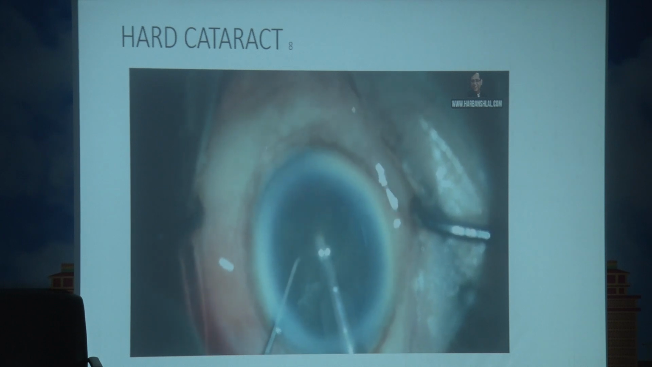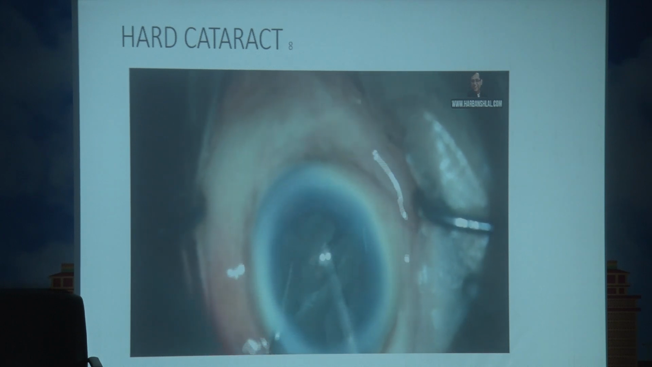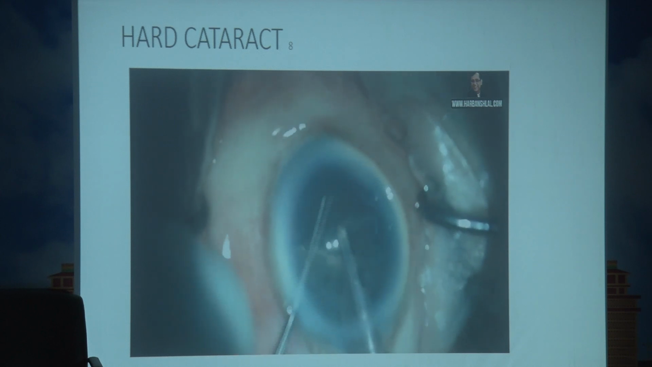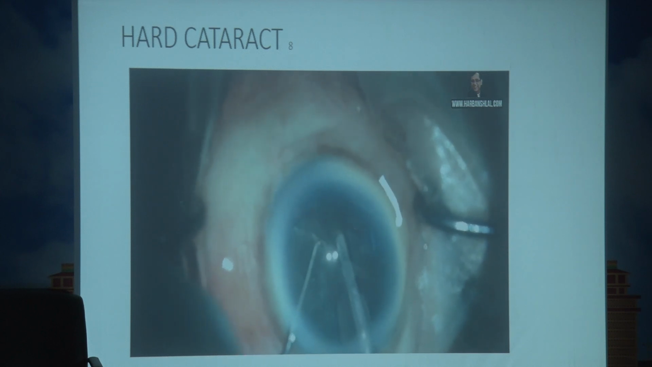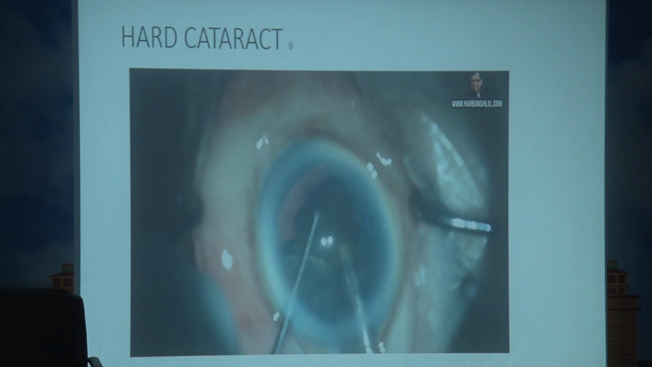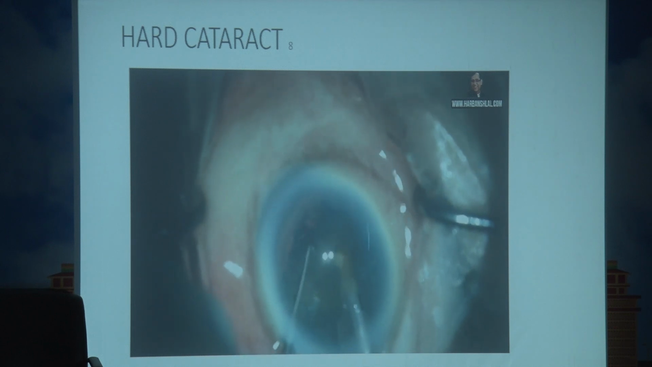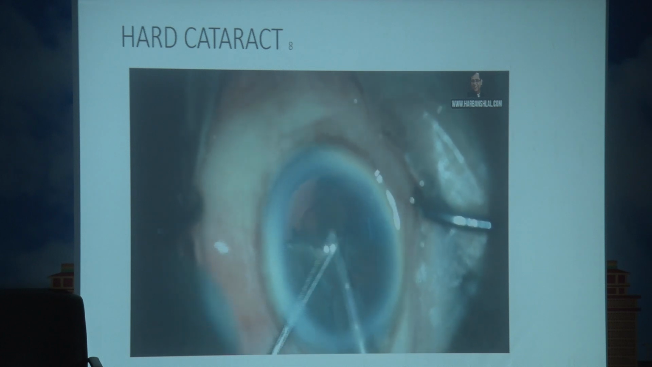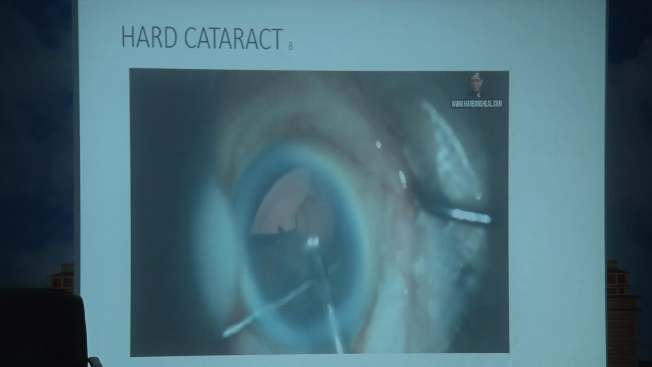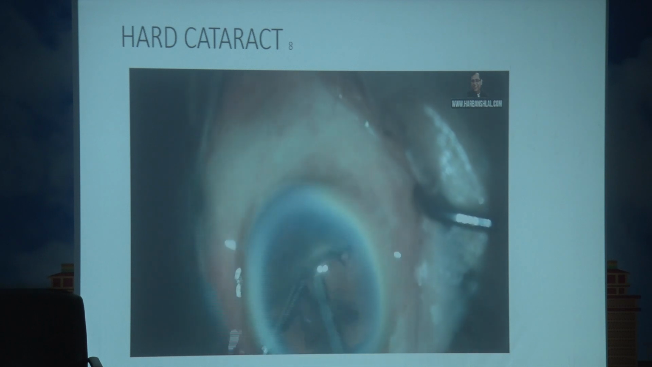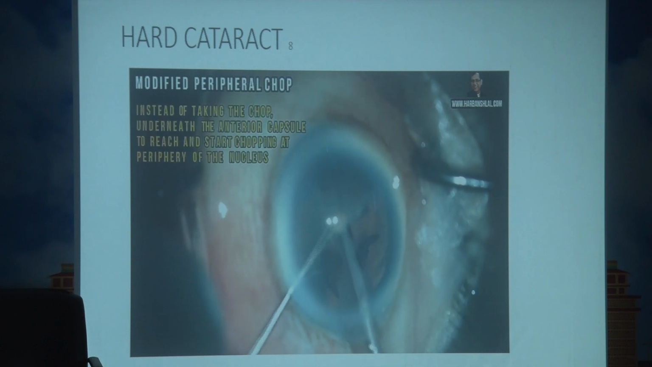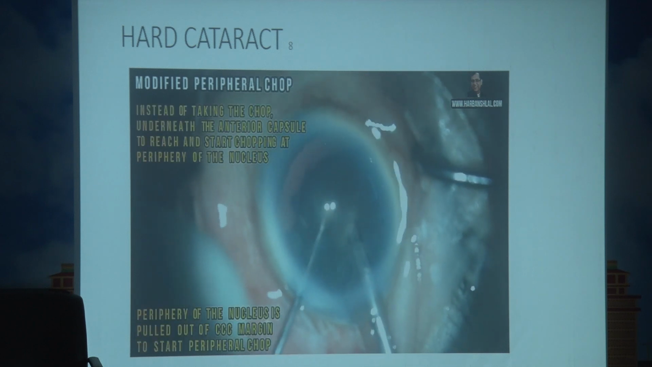In the first half of the nucleus, my vacuum settings are very high, because as long as some nuclear fragment is in the capsular bag, the chances of the posterior capsule coming forward are much less. As soon as your bag becomes empty, that is the time when the capsule comes forward. So in the first half of the nucleus, you can actually go at 600 vacuum settings without any danger to the posterior capsule at all.